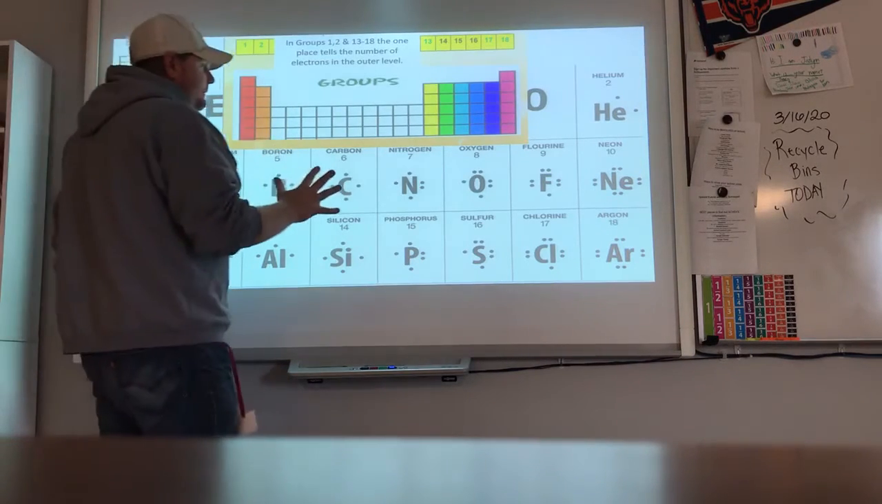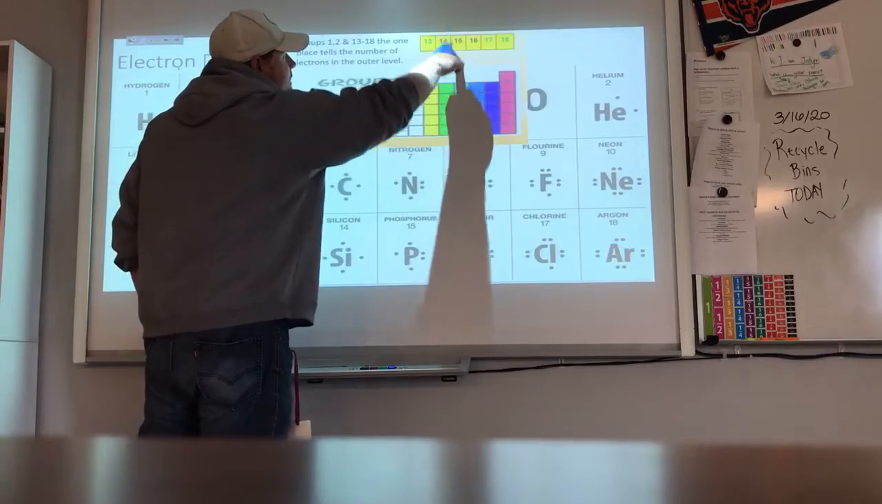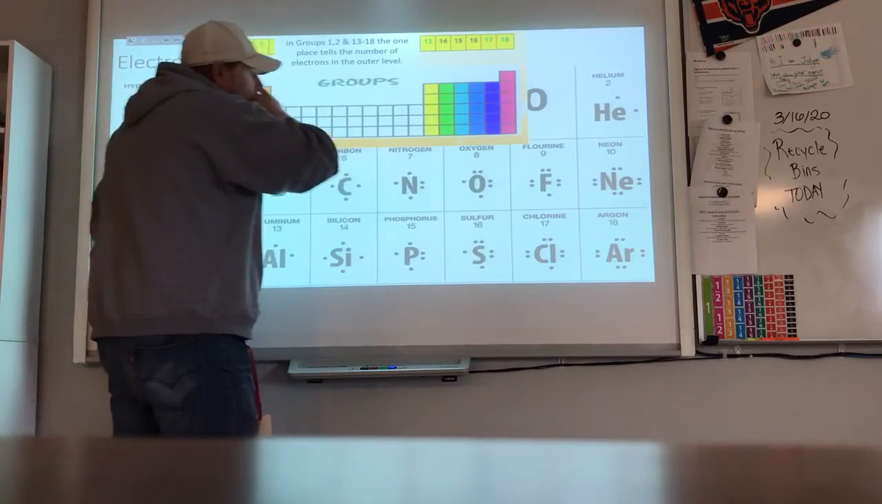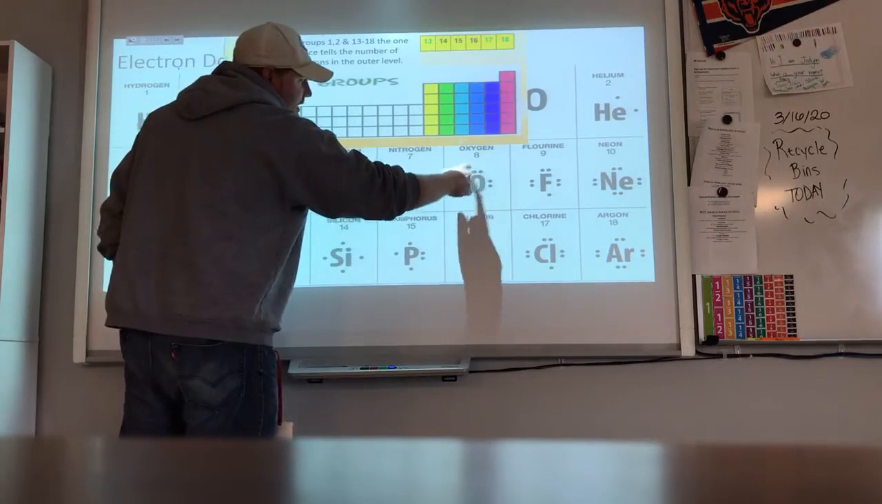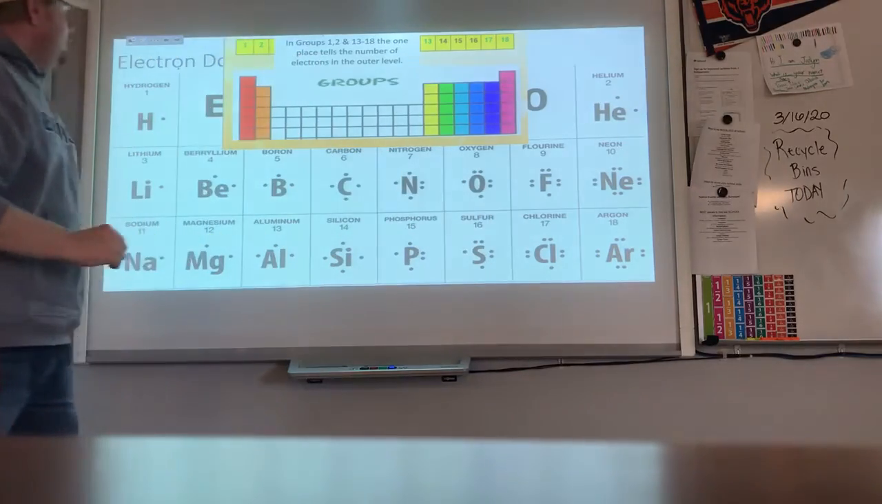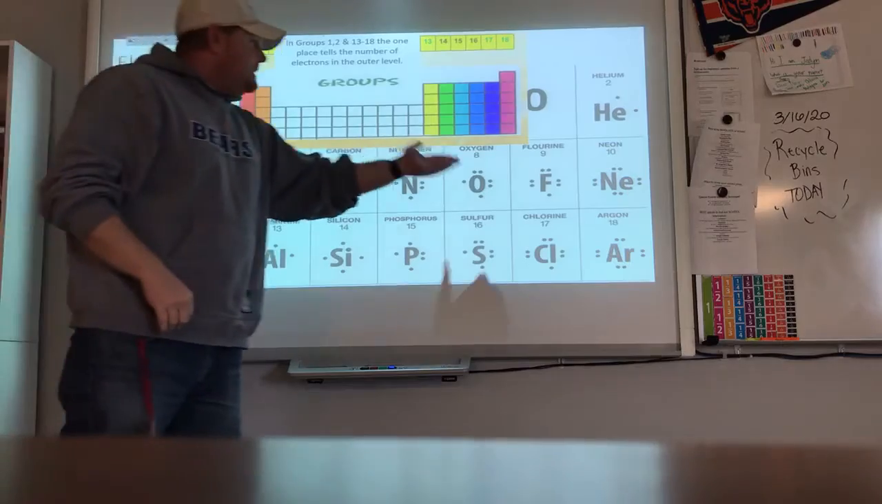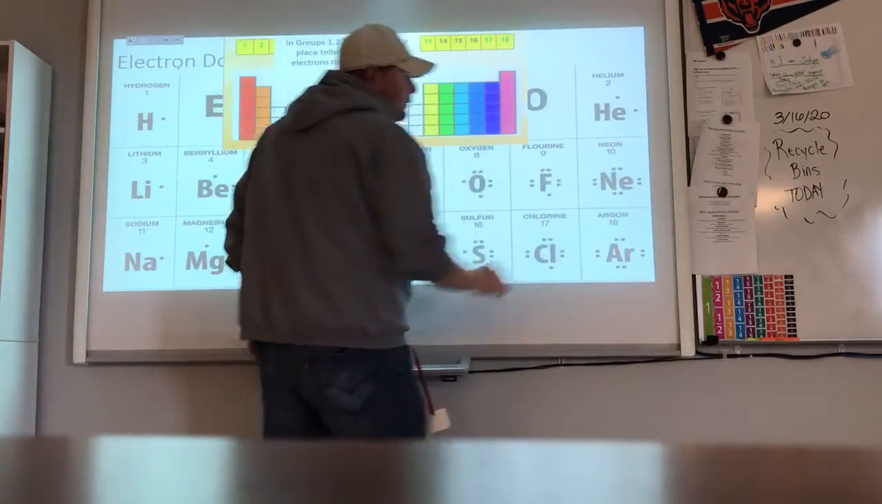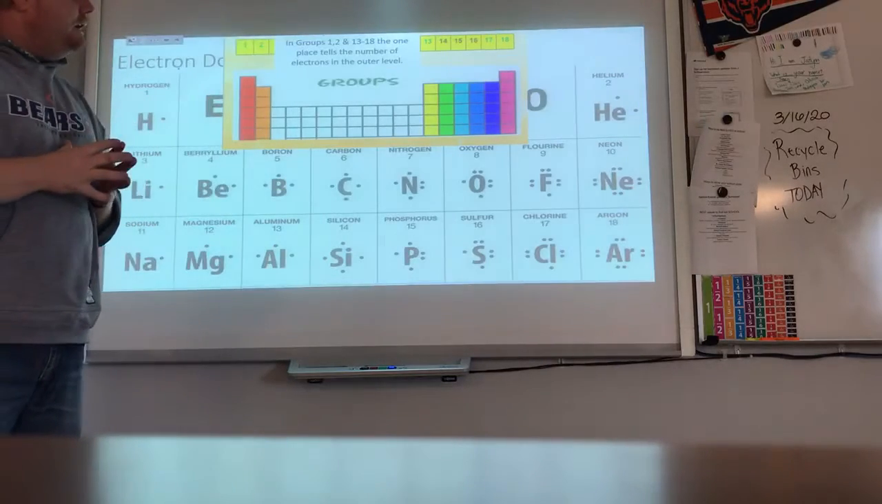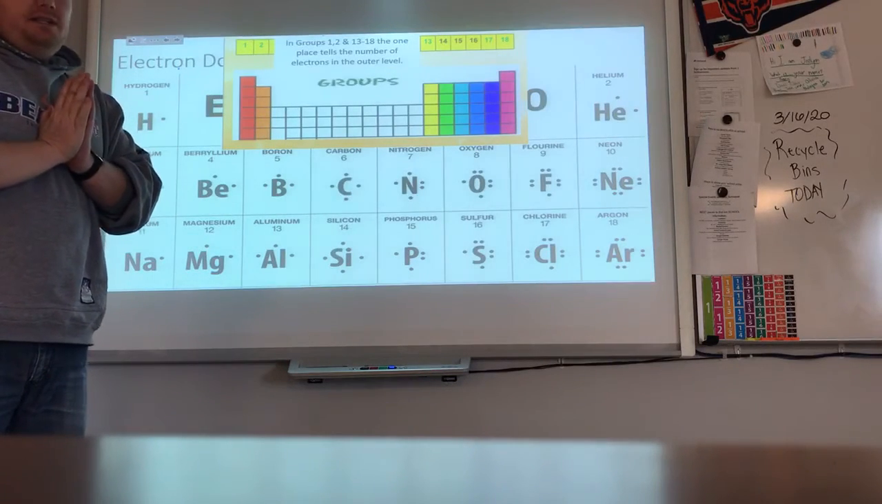There's 5, because nitrogen is in this list right here, and we put 1 there. Oxygen has 6 in the outermost level. And fluorine has 7, neon has 8. 8 is what we want. 8 makes things stable and it's a nice arrangement for the atoms. That's what they're all trying to get to.